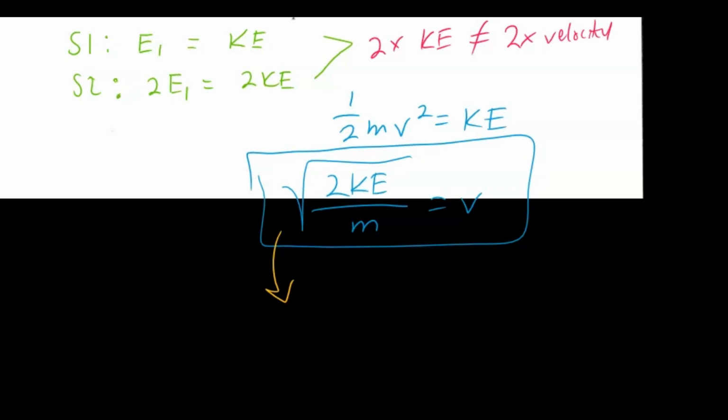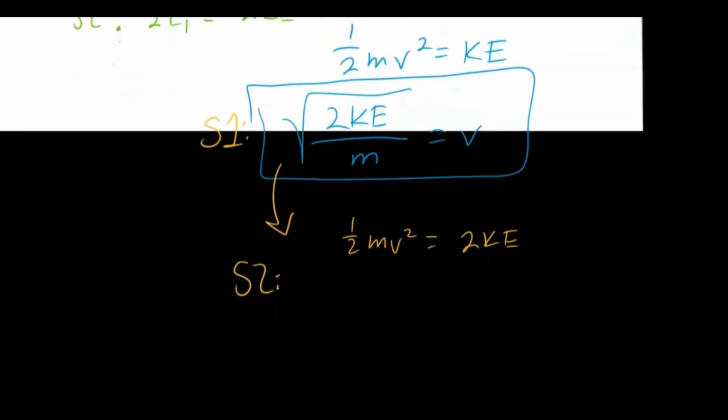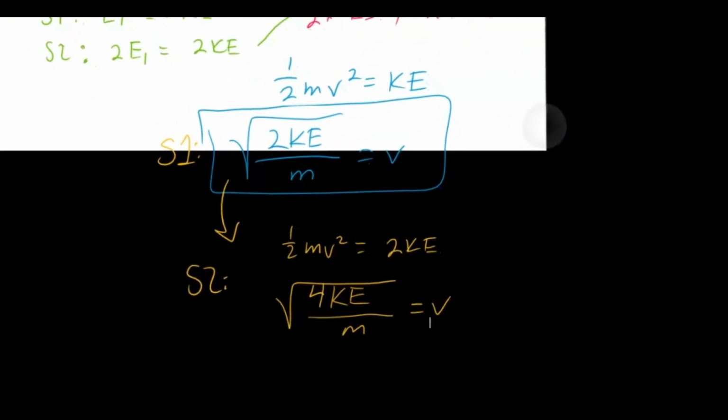So if I compare this to that second scenario, so this is scenario 1. Scenario 2 would be 1/2 mv squared equals 2 KE, because the kinetic energy is doubled, the total mechanical energy is doubled, and therefore that kinetic energy at the equilibrium position is double as well. So if we were to just isolate for our values, what we'd get is the square root of 4KE over m. That is our velocity.